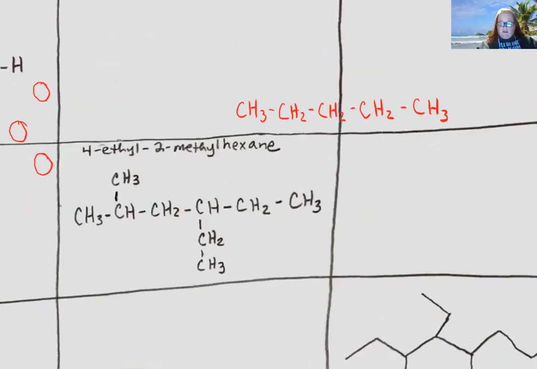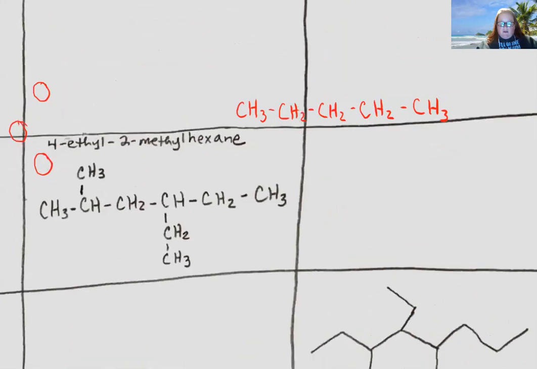And this is called 4-ethyl 2-methylhexane. And let's just break that down a little bit. So we have hexane because there are 6 carbons in one straight line. 1, 2, 3, 4. I'll start over. 1, 2, 3, 4, 5, 6.